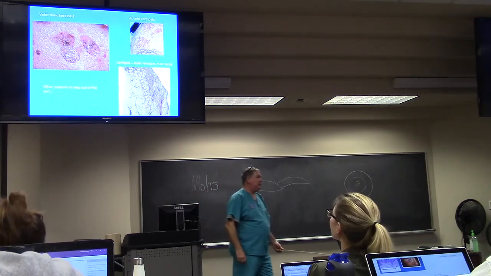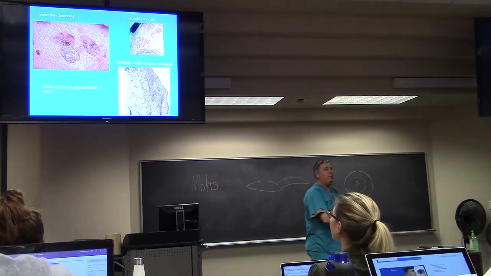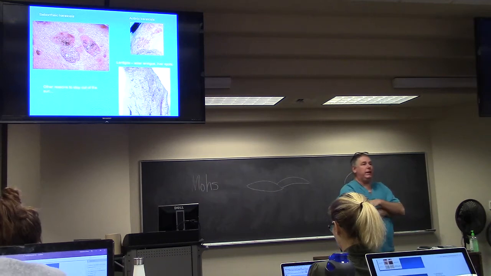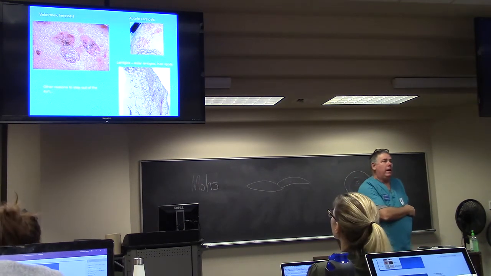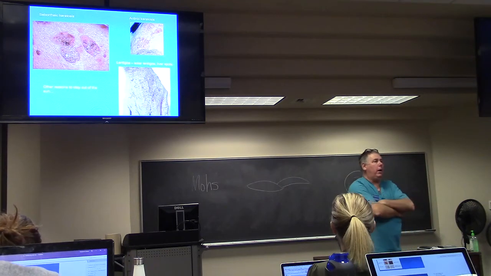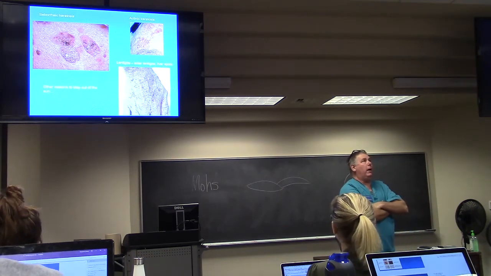Here's some other reasons to stay out of the sun. Seborrheic keratosis, old folks get this. I've got one on my back somewhere. My wife said it's on there, and it's ugly. You need to get it all cut off, you old goat.